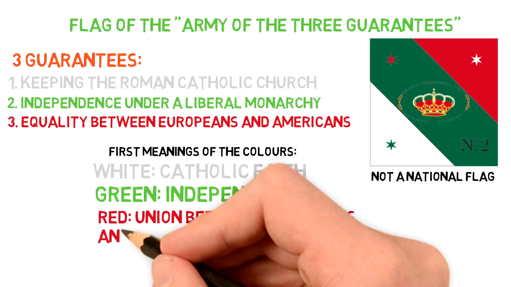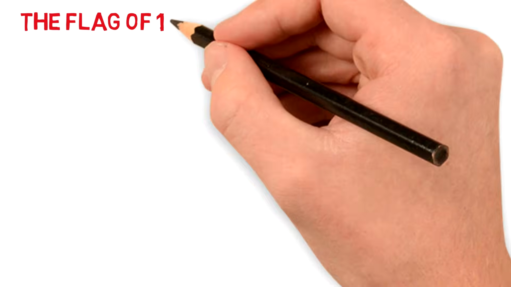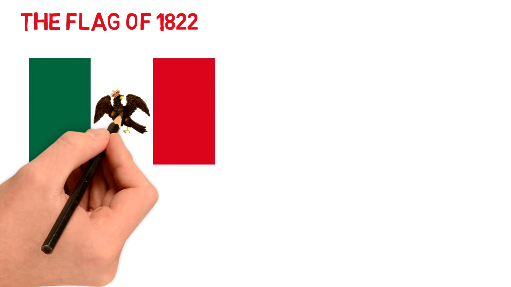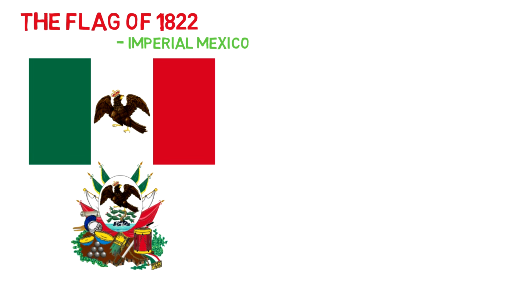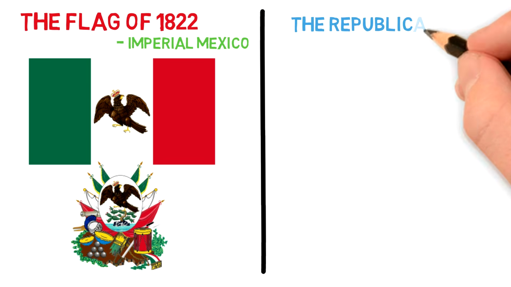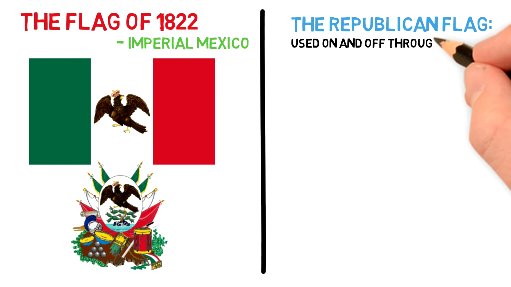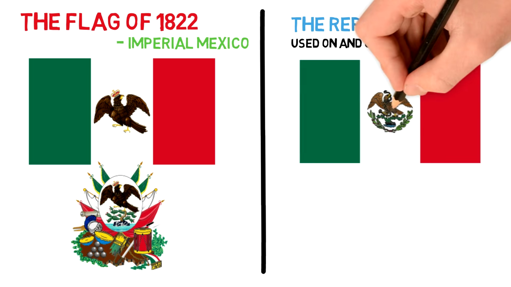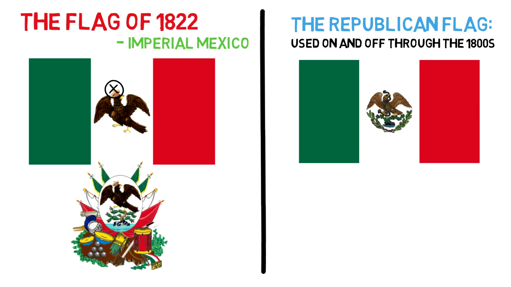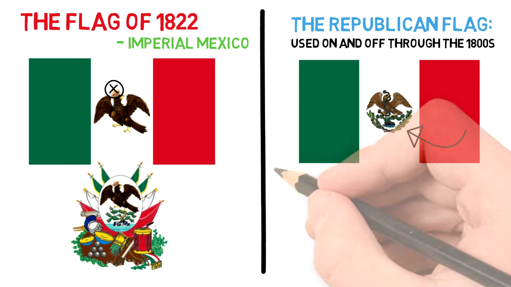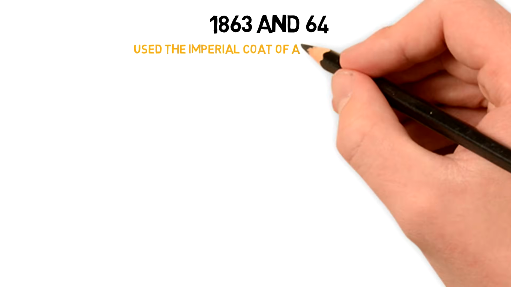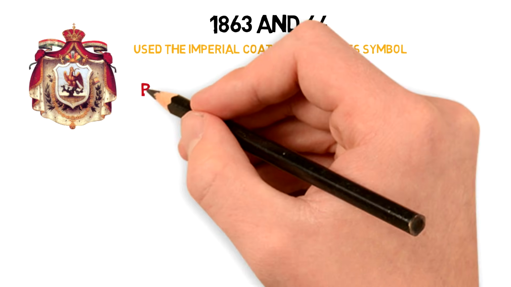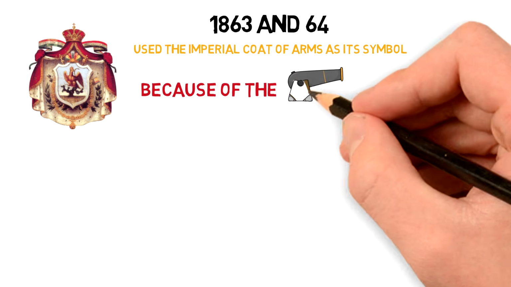The first official national flag of Mexico to use these colors was the flag of 1822, the flag of Imperial Mexico. Despite having the full symbol in its coat of arms, the symbol on the flag was merely a crowned eagle. Next, we have the Republican flag, used on and off through the 1800s. The only change was the removal of the crown and the addition of the stone, lake, and laurel. For a short period in 1863 and 64, the state used the imperial coat of arms as its main symbol instead of the flag because of the war between Republicans and monarchists.